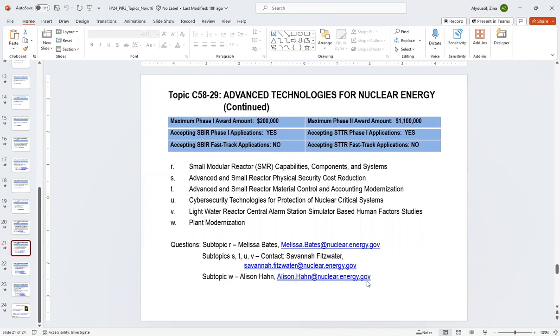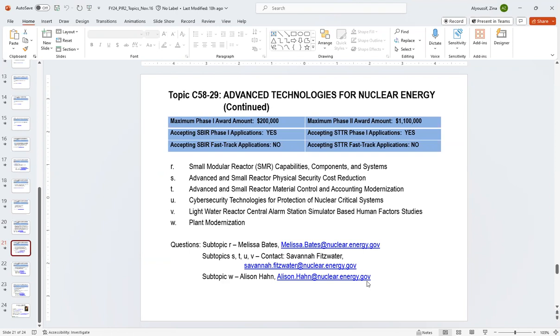Okay, go ahead. Okay, so advanced and small reactor physical security costs. Here, we're looking to significantly reduce either the upfront capital costs or the operational costs. Applications are sought for new ideas or the revitalization of past work that has evaluated physical security cost reductions, including new physical protection approaches and the use of new technologies.